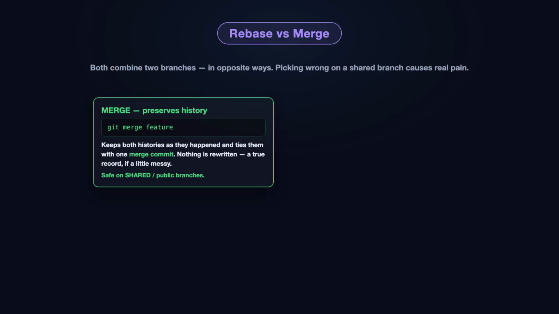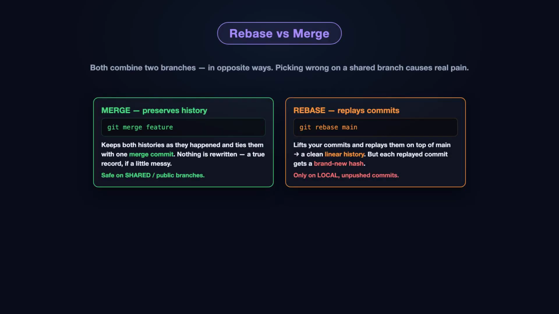Now the one that trips people up, rebase versus merge. Both combine work from 2 branches, but they do it in opposite ways, and picking the wrong one on a shared branch causes real headaches. When you run git merge, Git keeps both histories exactly as they happened and, if the branches diverged, ties them together with a single new merge commit. Nothing gets rewritten, your history is a true, if slightly messy, record of what actually occurred and when.